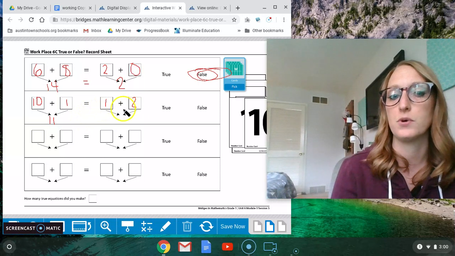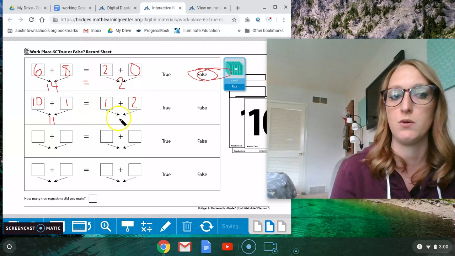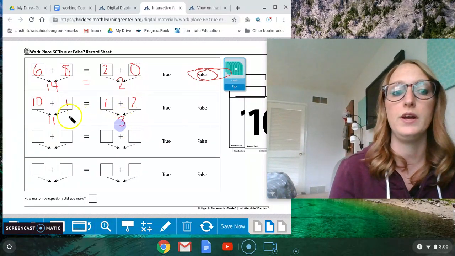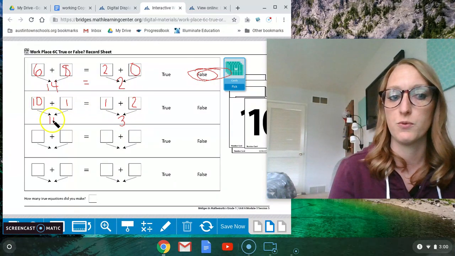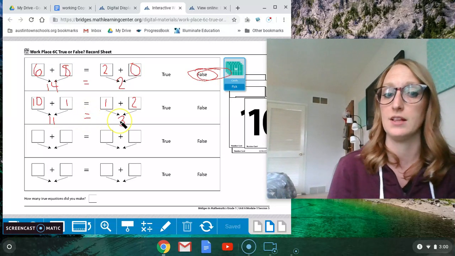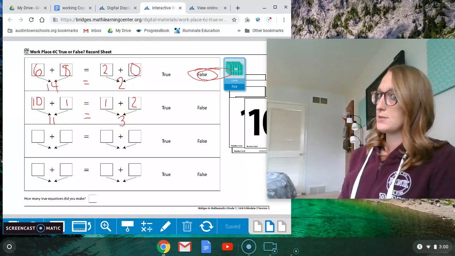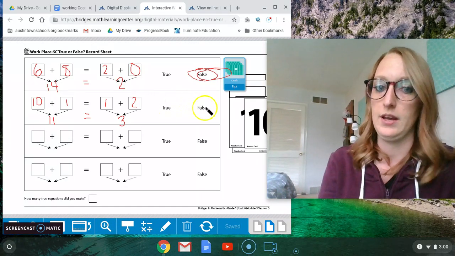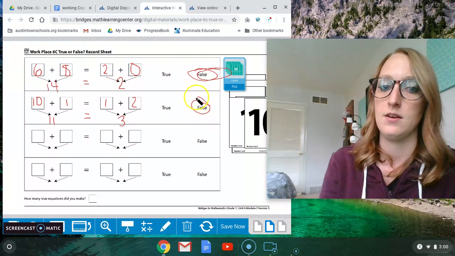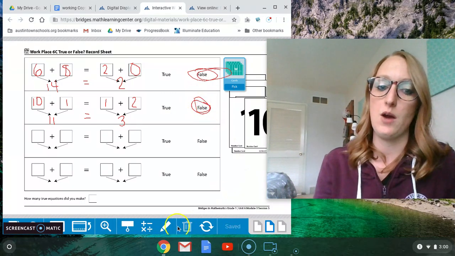On this side, I have 1 plus 2 for my expression. What's 1 plus 2 equal? 3. So really, this says 10 plus 1 equals 1 plus 2. So the expression, or the real thing is 11 is the same as or equals 3. Does 11 equal 3? So is this equation true or is this equation false? It is false.